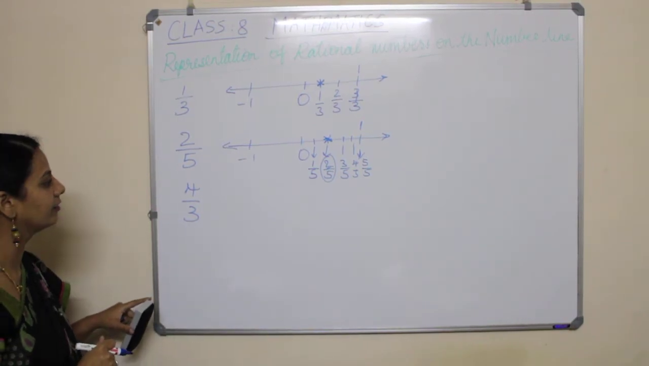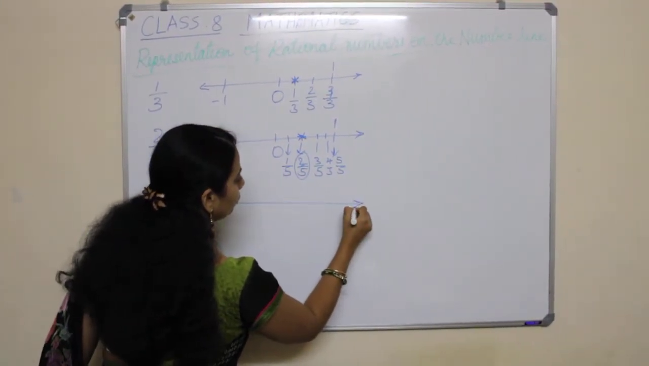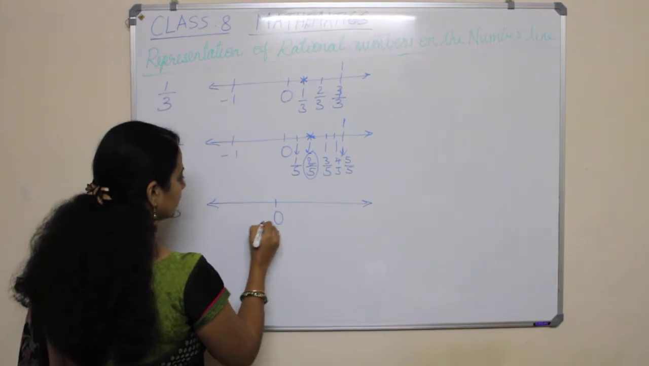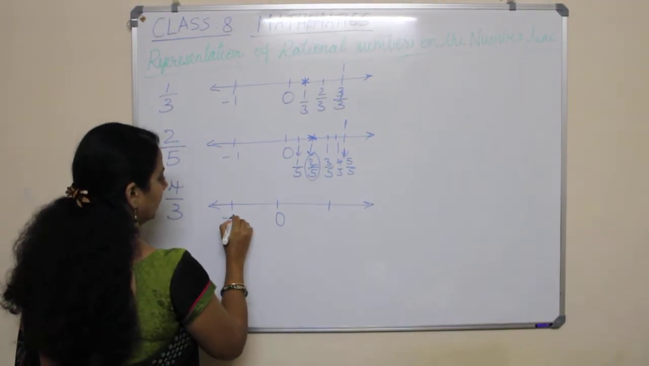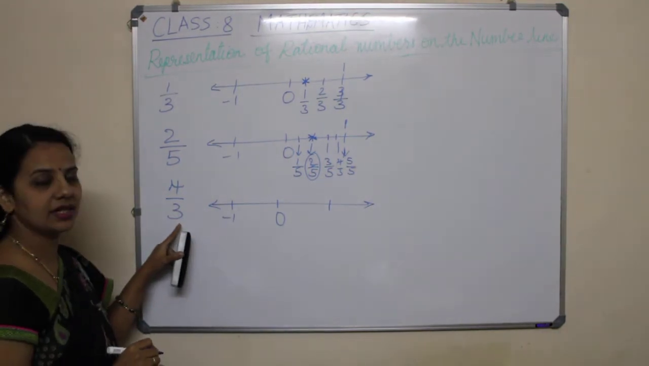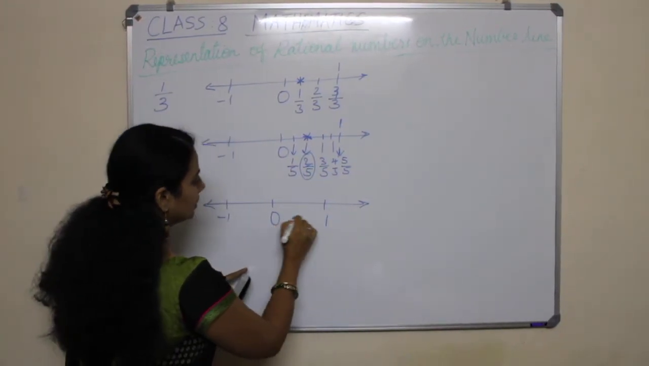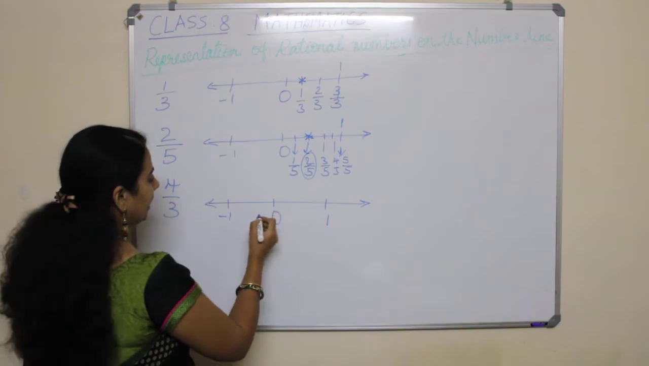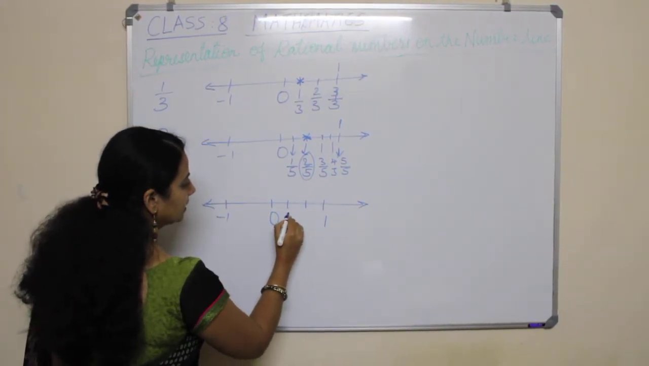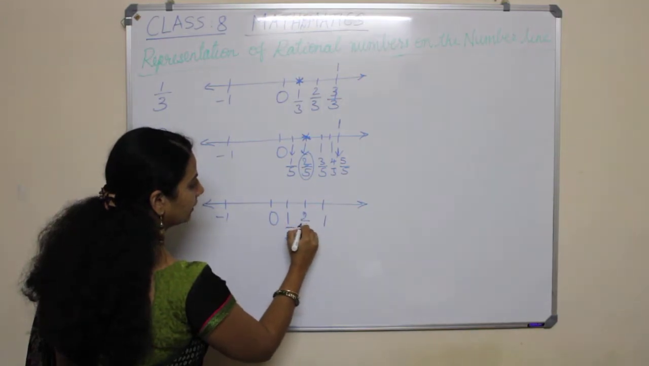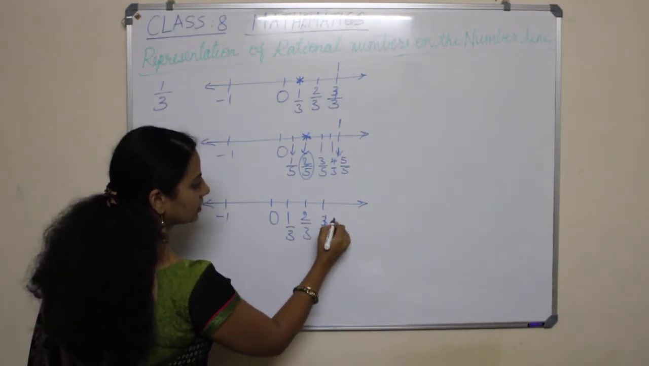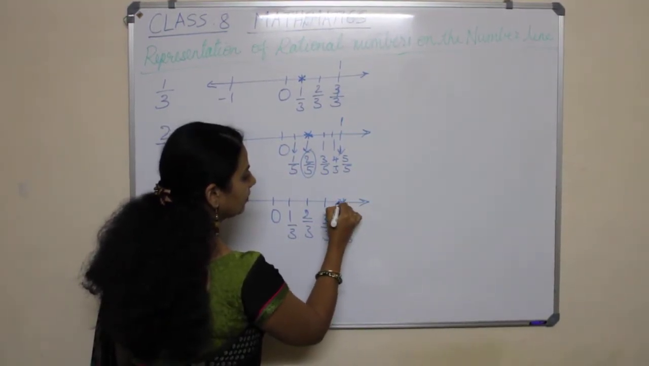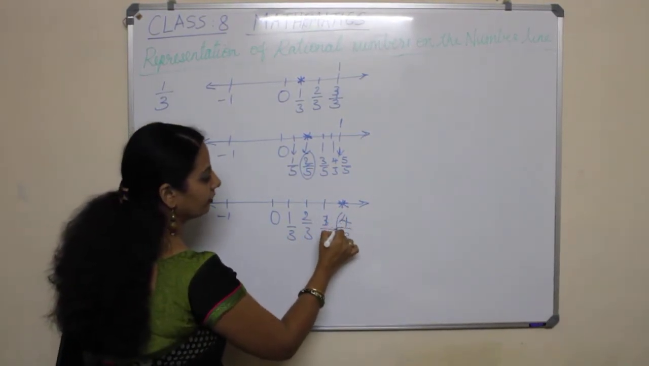4 by 3 is an improper fraction, right? So I will teach you two ways of representing this on a number line. First, the usual method: this is 0, this is 1 and this is minus 1. And 4 by 3 doesn't come in between 0 and 1. Why? Because it is more than 1. So again, if you make this into 3 equal parts, this is 1 by 3, this is 2 by 3 and this is 3 by 3. So the next point will be your 4 by 3. So this point is your 4 by 3.